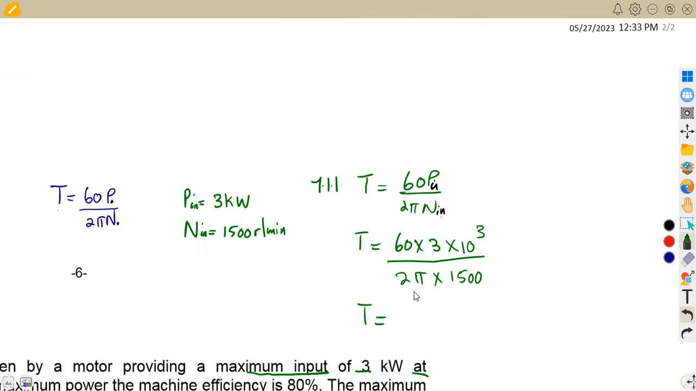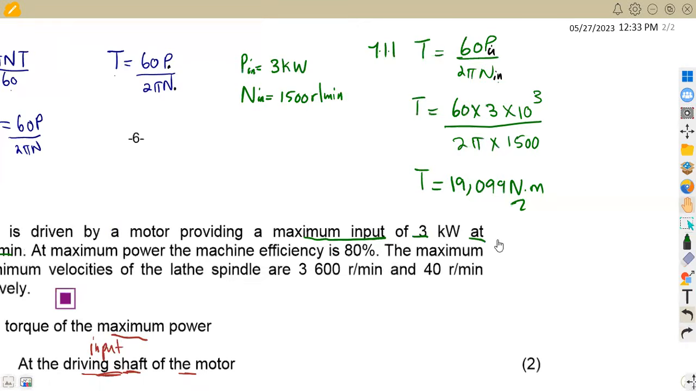So the torque in this case from this formula is going to give us 19.098, which is 19.10 Newton meter to 2 decimal places. All right, so this is how we can calculate the torque depending on the information that you're given.